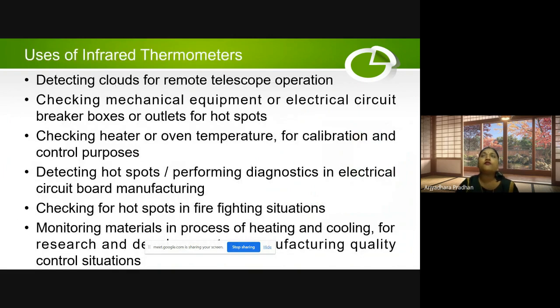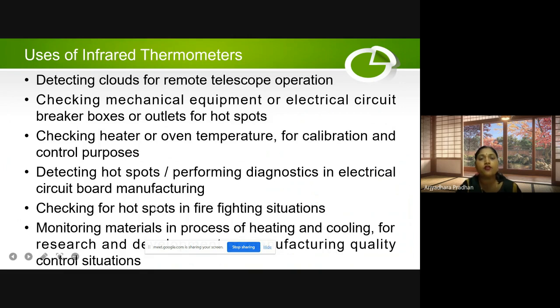Now, uses of infrared thermometers. There are a variety of uses, like detecting clouds for remote telescope applications, checking mechanical equipment or electrical circuit breaker boxes or outlets for hotspots, checking heater or oven temperature for calibration and control purposes, detecting hotspots or performing diagnostics in electrical circuit board manufacturing.